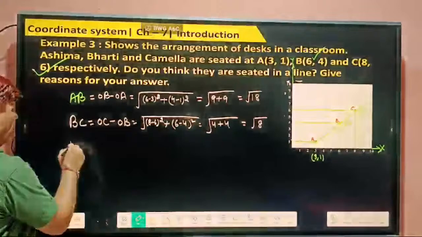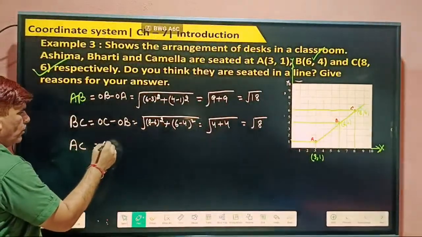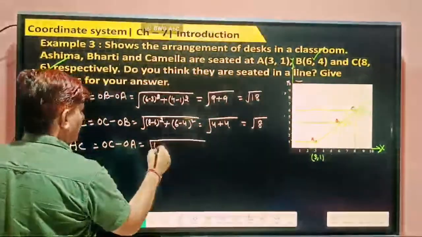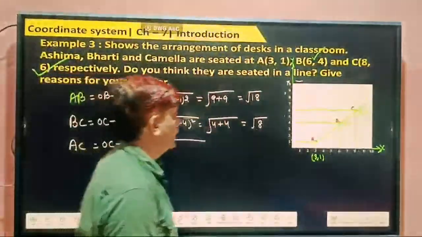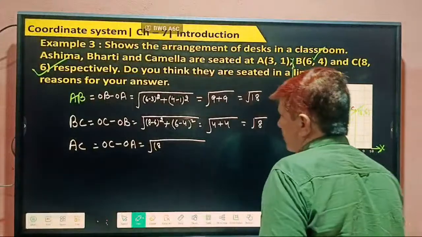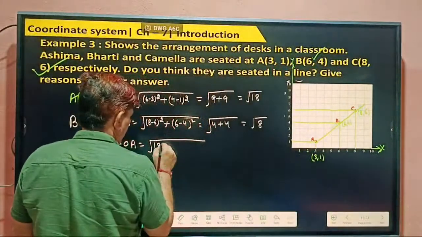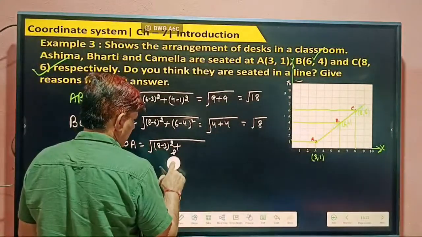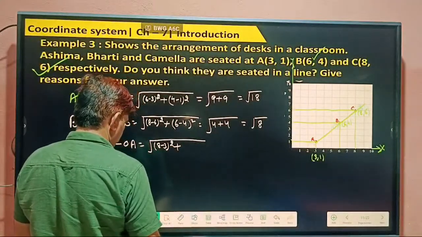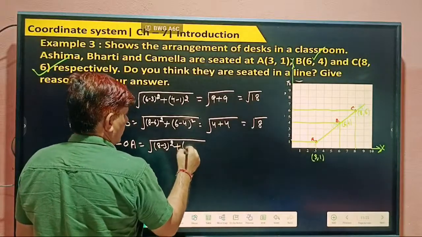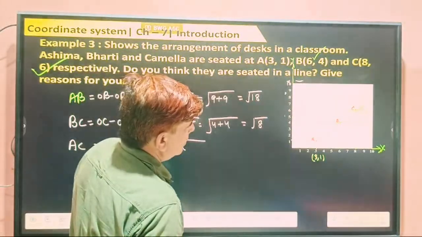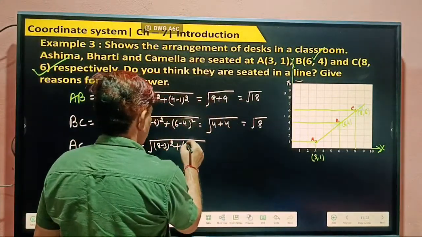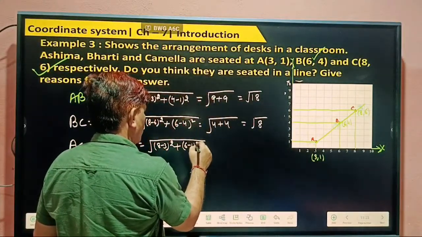Now we can find out AC. AC equals OC minus OA. Again, the C coordinate of X is 8, and A is what? 3. So 8 minus 3 whole square plus, what? The C coordinate of Y, 6 minus 1, 6 minus 1 whole square.